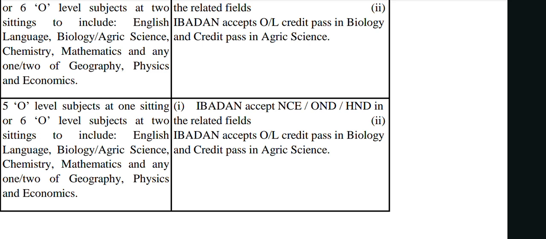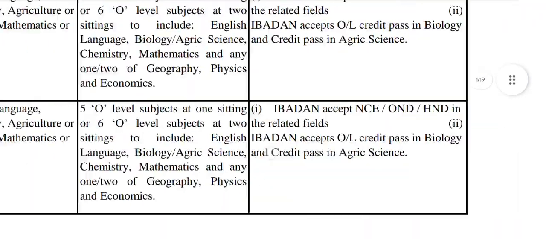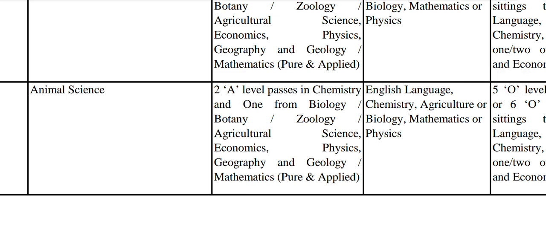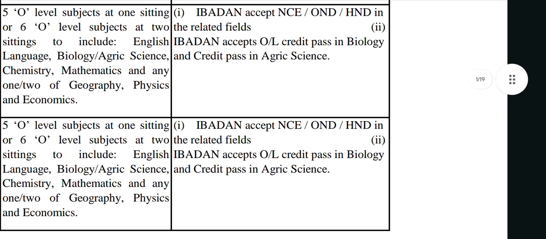So that means we have like four categories of people that can apply for animal science through direct entry. Number one are those who have Cambridge A level and they possess two passes in chemistry compulsory and any one from other subjects that they listed. That's category one. Category two, those who have NCE in a related field, that means a field that is related to animal science or animal science itself. OND in animal science or in a related field. HND in animal science or in a related field.